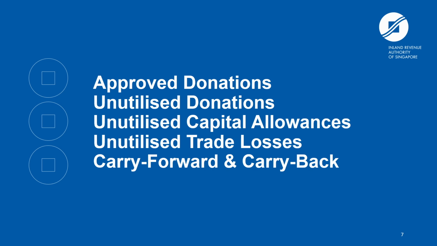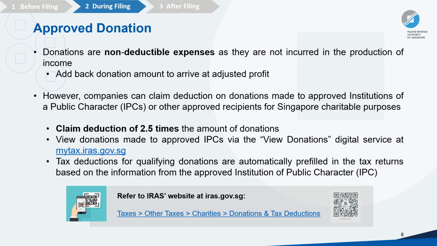Next, we move on to approved donations and unutilized donation, capital allowances and losses carry forward and carry back. Tax deductions on donations are available to encourage corporate social responsibility and philanthropy. Companies that make donations to approved institutions of a public character or other approved recipients for Singapore charitable purposes can claim tax deductions of 2.5 times.